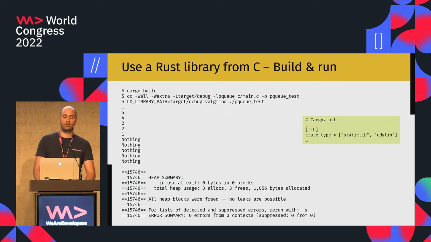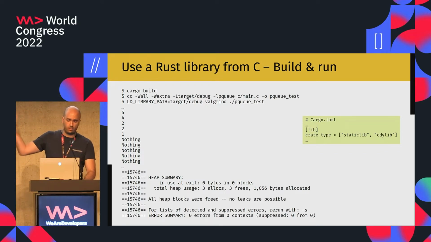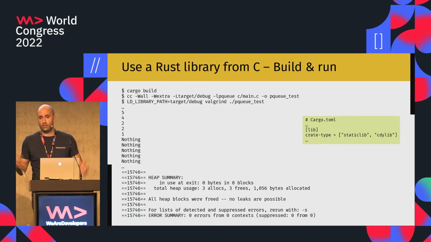OK, this is how it looks if we run our small example in Valgrind. Valgrind is this memory checking tool. And we can see that it works correctly. There are no invalid memory accesses, and there are no memory leaks.